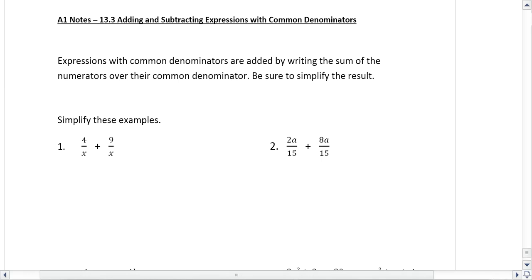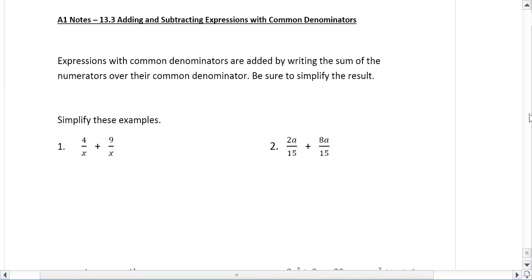This video is for Algebra 1, Chapter 13, Section 3, Adding and Subtracting Rational Expressions. And these ones will have common denominators, which is really nice, makes it easy for us. When you have expressions that have common denominators, you just go ahead and add the numerators or subtract them. Again, kind of makes it easy.